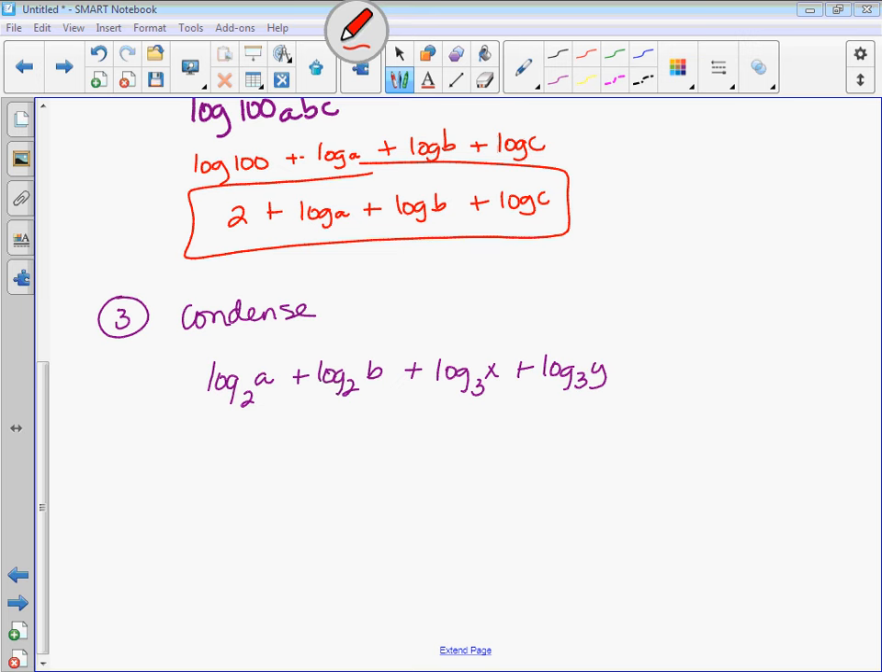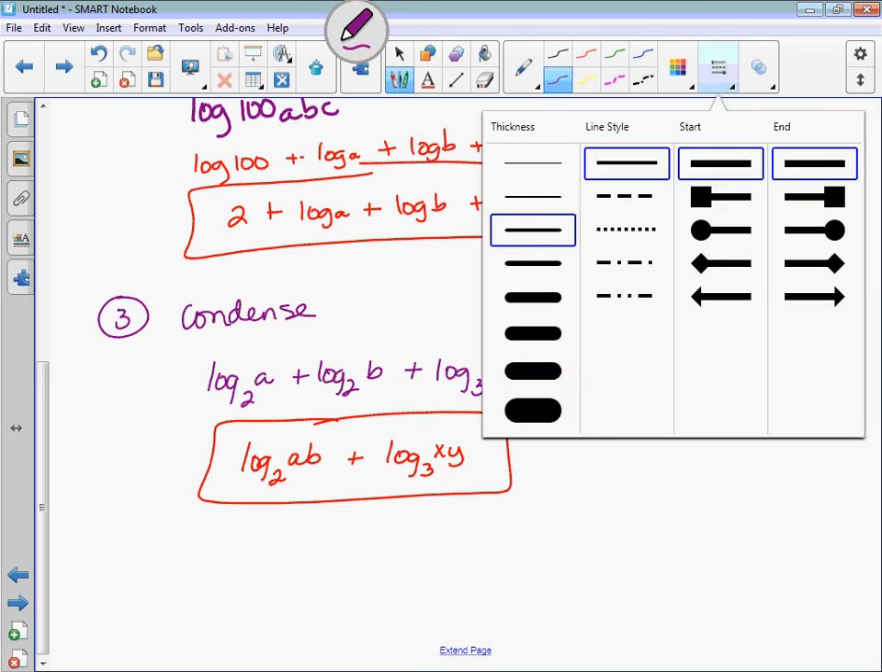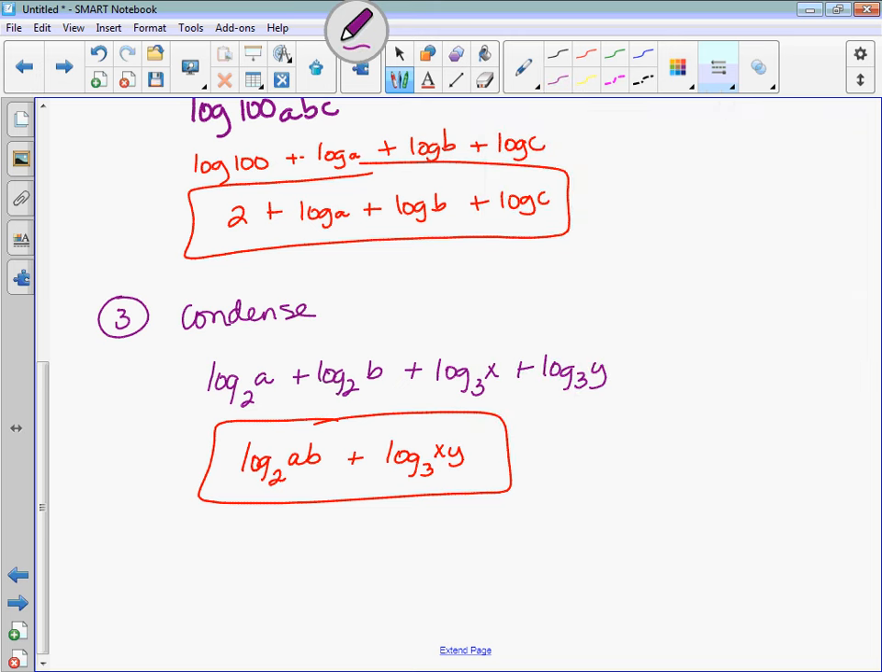So guys, when you condense and you combine your logs, you can only combine logs that have the same base. So I'm going to have log base 2, and then of what? A times B, yeah. And then plus log base 3 of what? X, Y, good. All right.